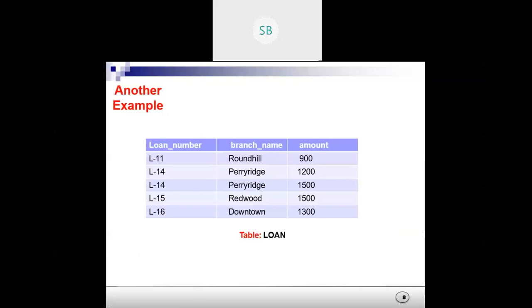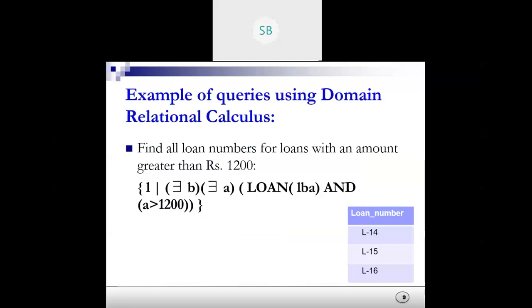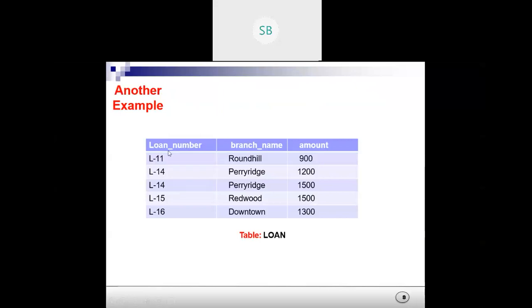So we have another example. We have another relation named loan. This loan table consists of the attributes loan number, branch name and amount. There are some certain values also. Here we have the last question: find all loan numbers for loans with an amount greater than rupees 1200. So we want the amount greater than 1200, and what do we want to find? The loan number.